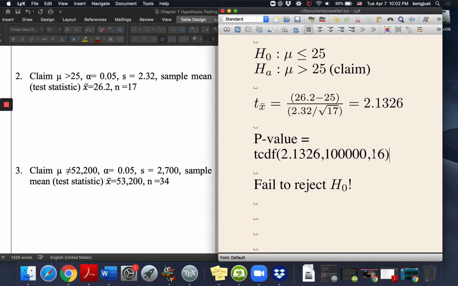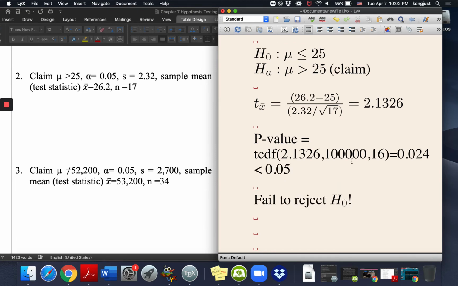Let's see what this gives me. Okay, so I'm punching it into my calculator. This is 2.1326, comma 10,000 or 100,000. Why not? And then comma 16, and I get 0.024, and that's enough because I just need to compare it to 0.05. Well, this guy is less than 0.05. Let's write this in the next line here with some spacing. Okay, so 0.024 is less than 0.05.